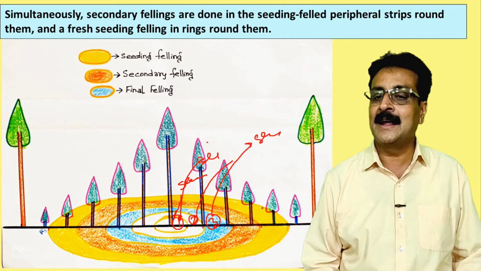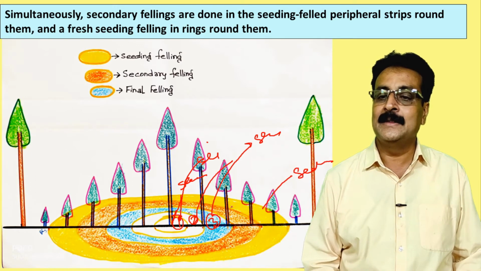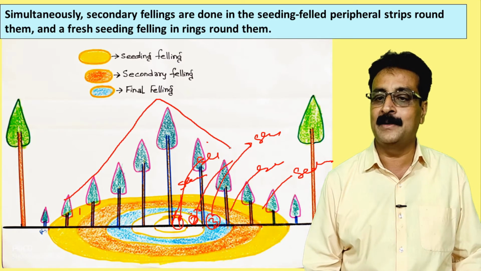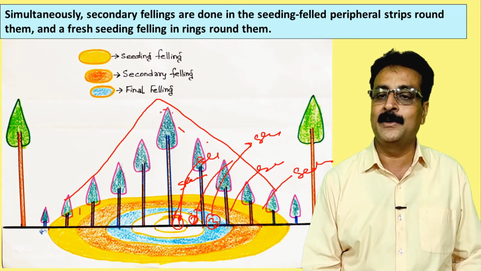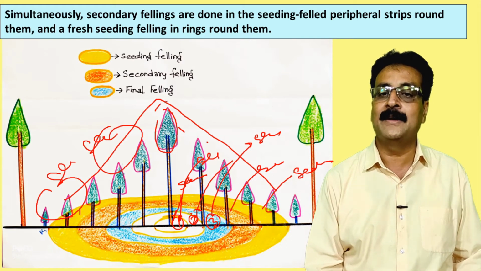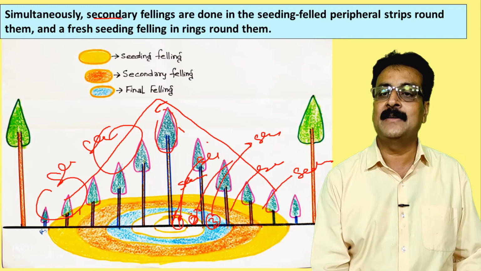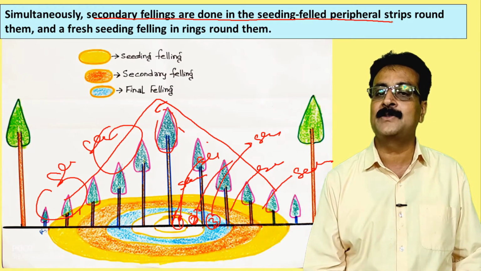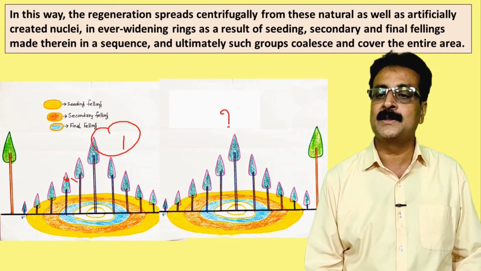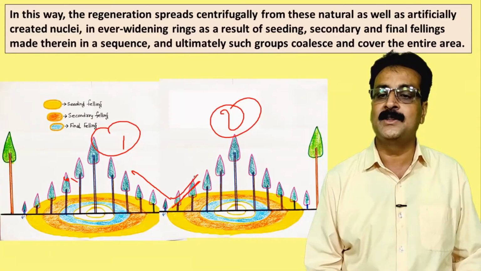We can see here in the last ring we are doing seeding felling, in this ring secondary felling, and in this bluish color we are doing the final felling. You can see the crop is growing like a pyramid, because final felling has already been done and the trees are growing nicely. Here seeding felling has been done, here secondary felling, here final felling. Simultaneously, secondary felling is done in the periphery strips around them, and a fresh ring of seedlings is around them. So this way, one group was here, one group is here, another group is here, and they have merged with each other now.